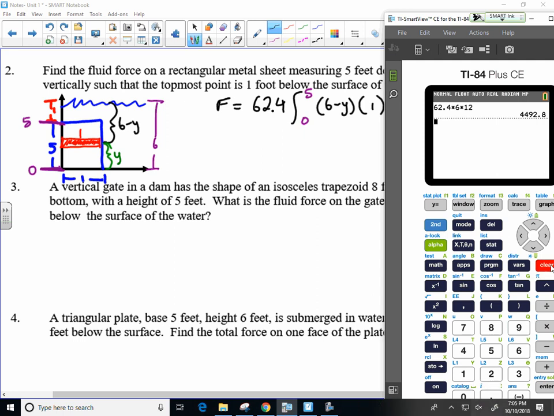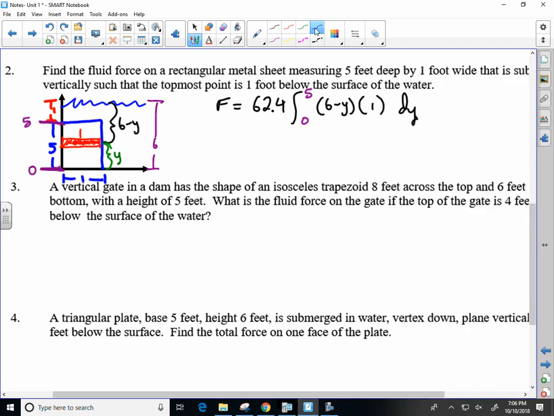Oh, why can't I remember? Constants. 0 to 5. Well, 6 minus y times 1 is just 6 minus y. So 6 minus y dy. 1092. Shockingly simple. Not the process, but the actual answer. Process takes a little getting used to. 1092 foot-pounds.